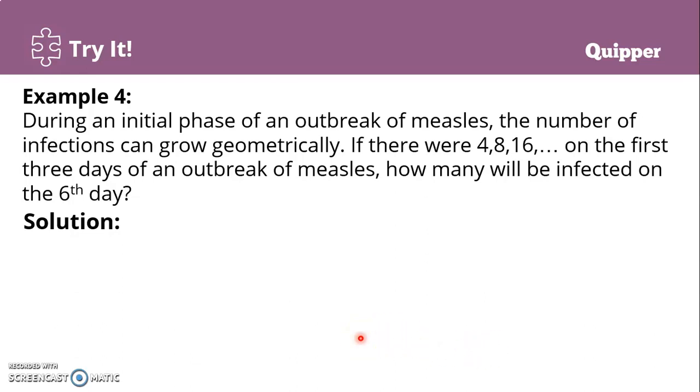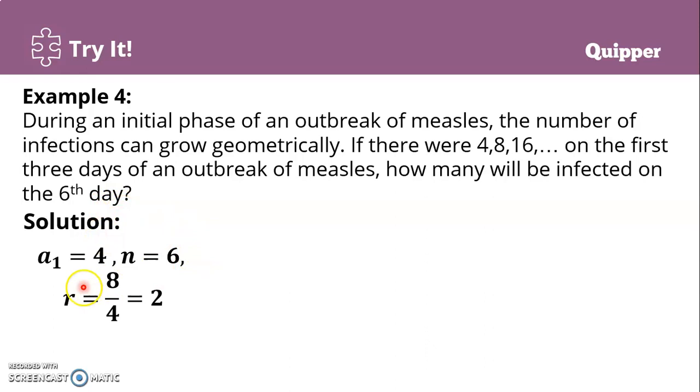Example number 4. During an initial phase of an outbreak of measles, the number of infections can grow geometrically. If there were 4, 8, 16, and so on the first 3 days of an outbreak of measles, how many will be infected on the 6th day? Sige daw, during an initial phase, outbreak tayo ng measles. So, nung day 1, 4. Nung day 2, 8. Nung day 3, 16, and so on. So, sabi, ang tanong, how many will be infected on day 6?